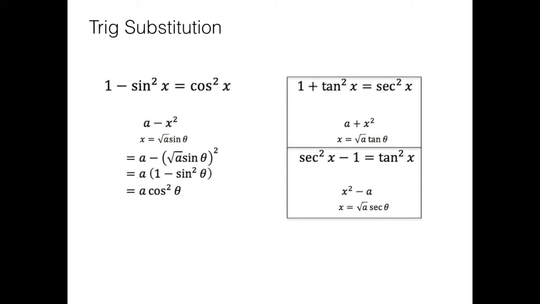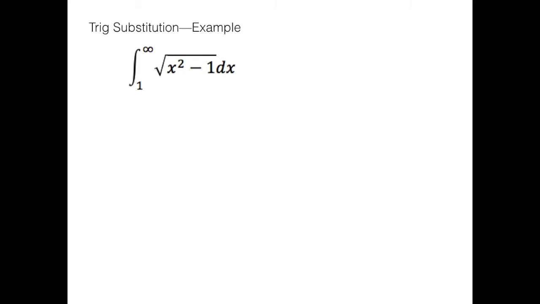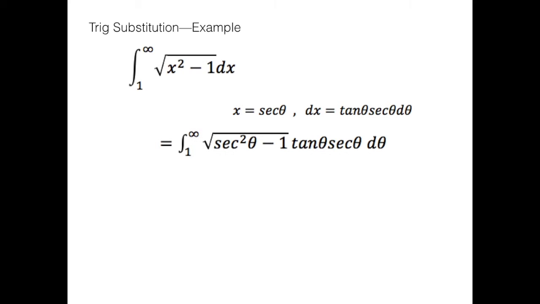So let's look at a real example here. Let's imagine you're trying to integrate from 1 to infinity the square root of x squared minus 1 dx. We should notice that x squared minus 1 looks kind of similar to secant squared theta minus 1. So that's how we're going to substitute. We're going to set x to be secant theta and dx to be tangent theta secant theta d theta. So using that substitution, we get the integration from 1 to infinity of the radical quantity secant squared theta minus 1 times tangent theta secant theta d theta.